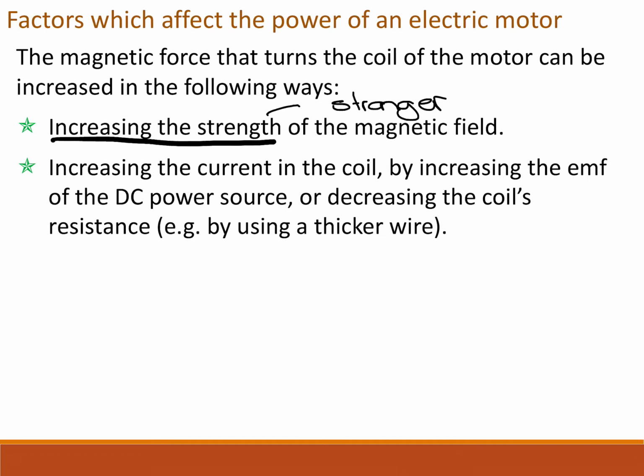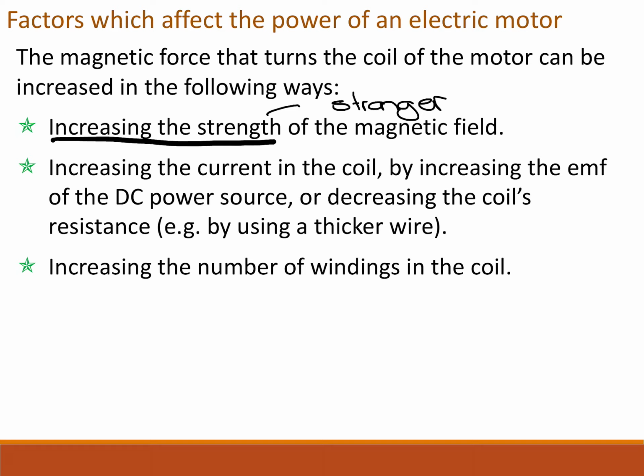Okay, increasing the current in the coil. So in other words, make the current stronger by either making it a bigger power source or by using a coil with a smaller resistor. Increasing the number of windings, so putting more wire inside the magnetic field, or wrapping the coil around an iron core. An iron core makes it a stronger electromagnet. Very, very, very important.